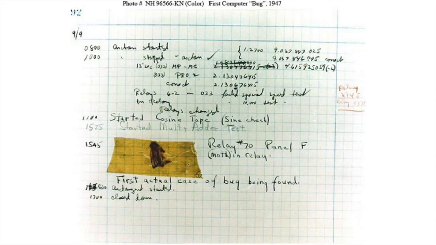war ended. One day, Grace and her team were in the lab trying to figure out why their computer had shorted out the night before. They spent nearly an entire day combing through thousands of electromechanical components and hundreds of miles of wire before finally, lo and behold, in relay 70, panel F, a large moth was found. They pinned this moth to their group logbook with the comment, "First actual case of bug being found."